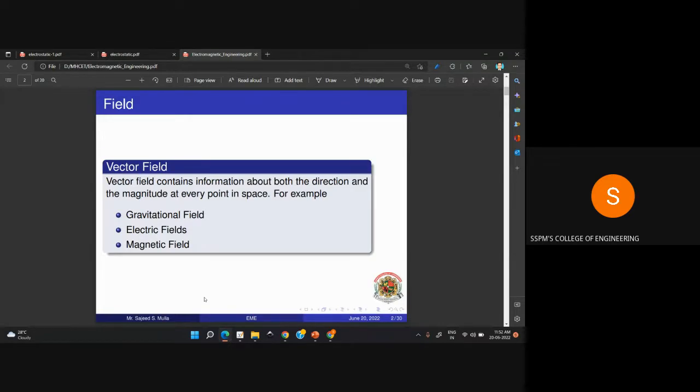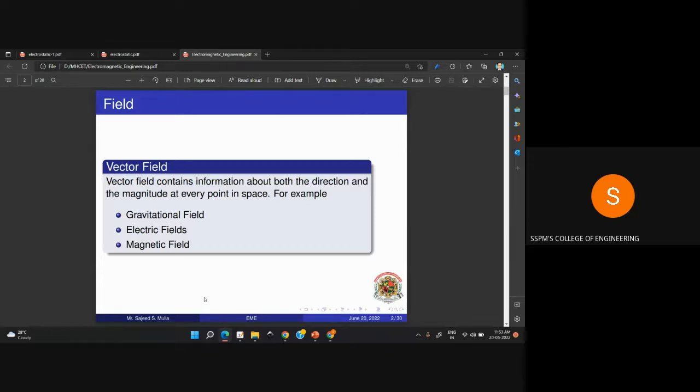So, electrostatics. What is meant by static? Static means stationary. And the electric field that is developed by a stationary charge is called an electrostatic field. Isn't it? So let's try to understand what is meant by field. What is a field? The field is nothing but some information that is created around the object.